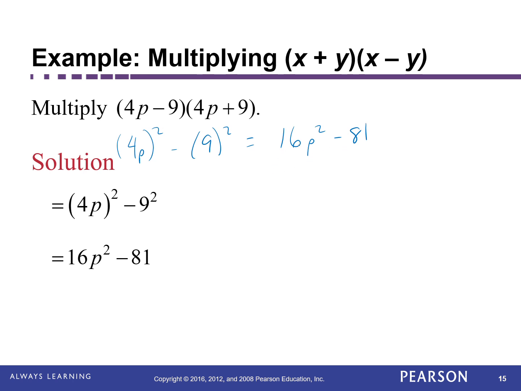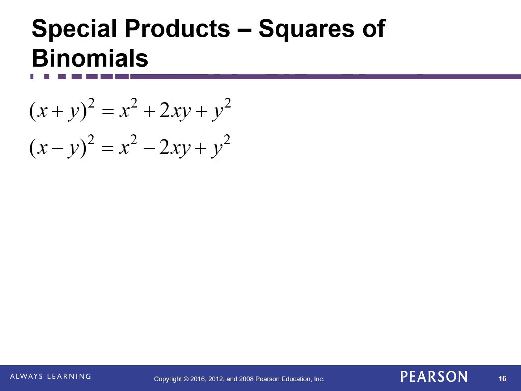Okay? If you can't remember that, you can always just FOIL it out. 4p times 4p is 16p squared. 4p times 9, negative 9 times 4p are going to cancel out. Negative 9 and 9 give you 81. So FOILing will always work and always get you out of a jam if you can't remember that property.